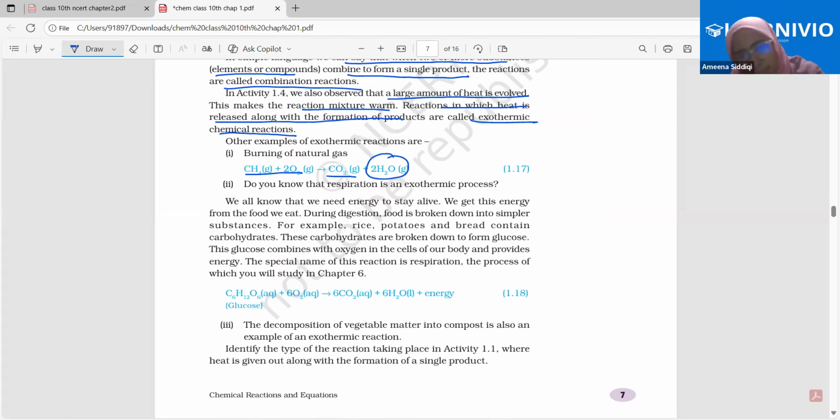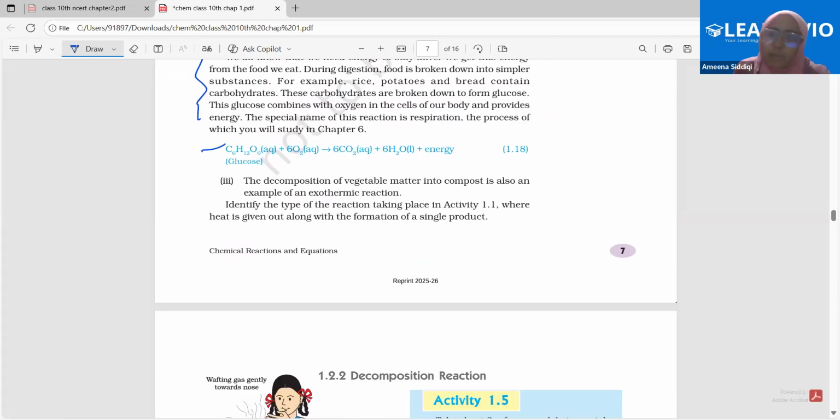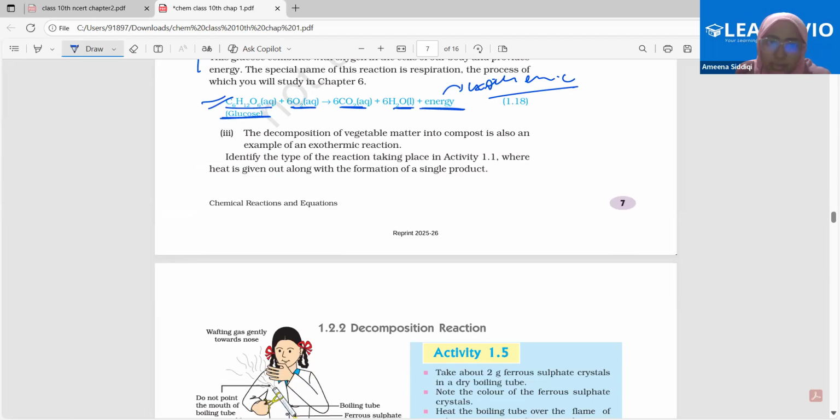See, do you know that respiration is an exothermic process? So this is the reason why respiration is an exothermic process. You should go through that. This is the equation for respiration. This is important. See what we are having: this is glucose, one substance. This is oxygen, another substance. What do we get? We get carbon dioxide, we get water, and we get energy. Therefore, it is exothermic in nature.